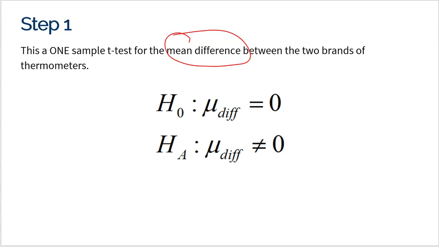So once again, notice I am using mu here. I have to reference the true difference. And the null is that it's 0 because that's the null. I'm going to assume that there is no difference. And now I want to prove the alternative is that there really is a difference.